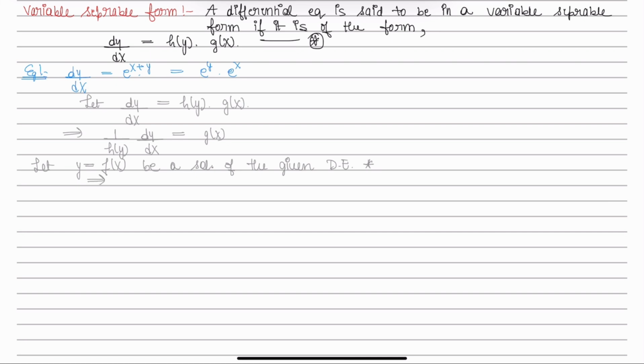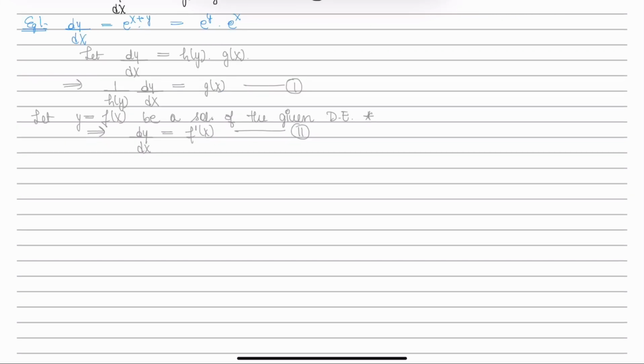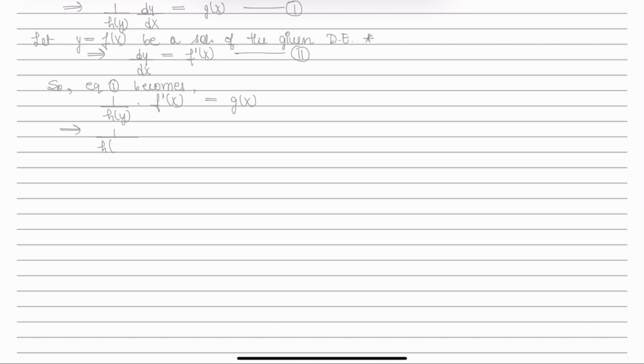This implies we can also differentiate y is equal to f of x with respect to x. So it becomes dy by dx is equal to f dash x. Let me mark this as equation number 1 and this as equation number 2. Using the value of dy by dx from equation number 2, equation number 1 becomes 1 upon h of y into f dash x is equal to g of x. This is also 1 upon h of f of x into f dash x is equal to g of x.